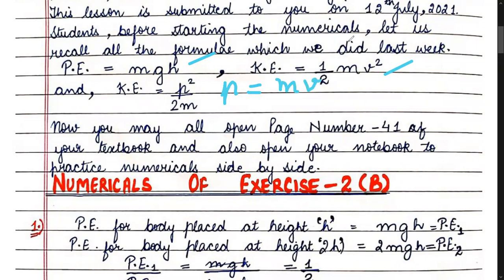Now, children, you all open page number 41 of your textbook and also open your notebook to practice the numericals side by side. So now let us learn to do the numericals here. Children, first of all, read the question. Question number 1 given in your book. So what is question number 1? Look in your book, please.